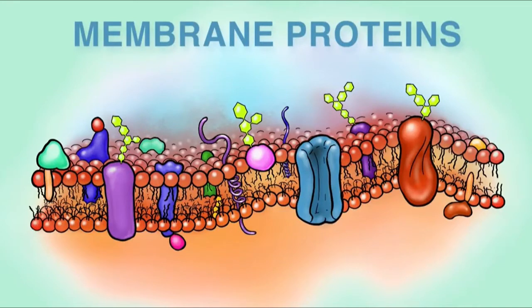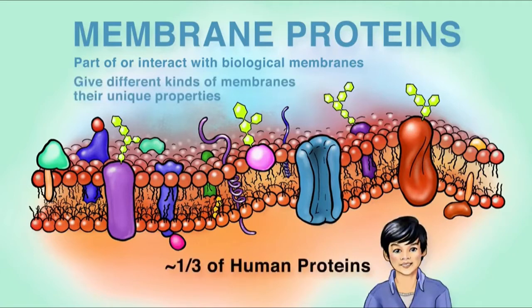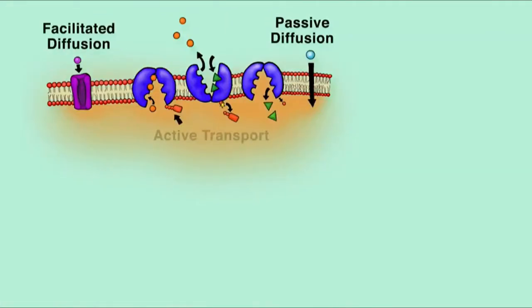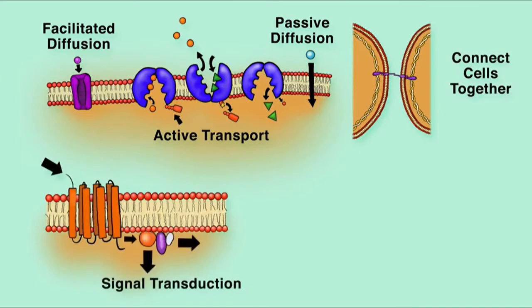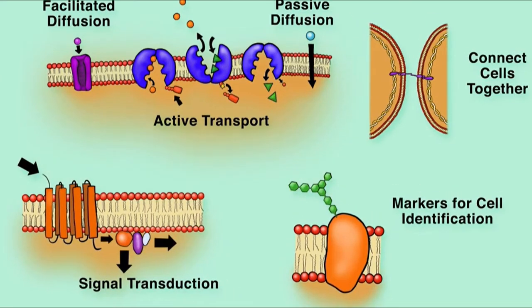Membrane proteins are those proteins that are either a part of or interact with biological membranes. They make up around one-third of human proteins and give different kinds of membranes their unique properties. They help with both facilitated diffusion and active transport, connect cells together, participate in signal transduction, and act as markers for cell identification.